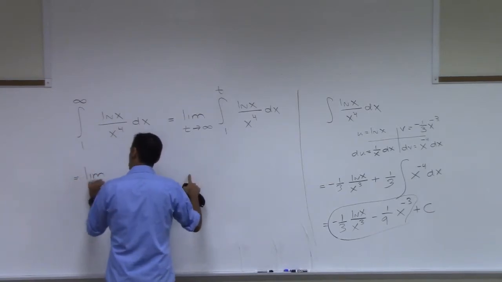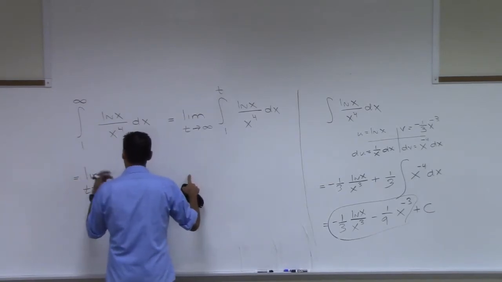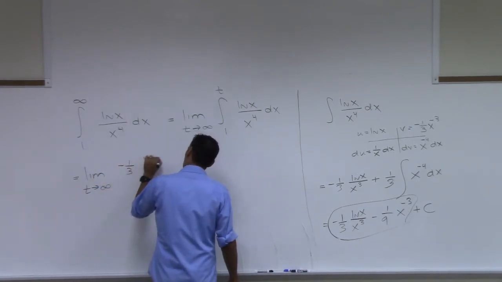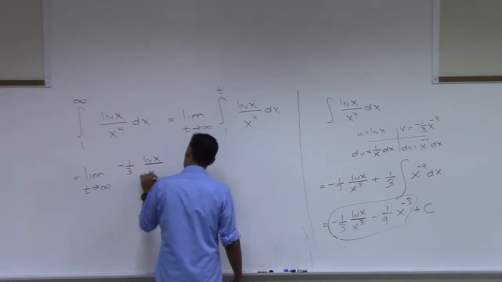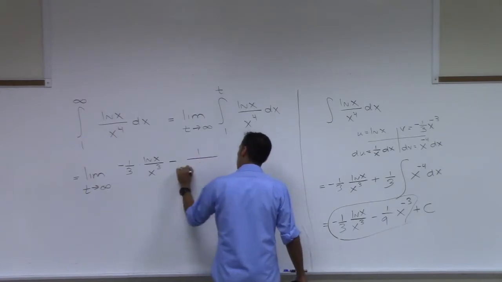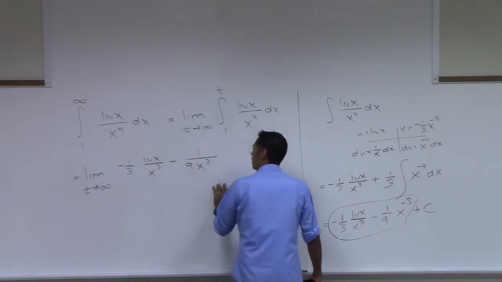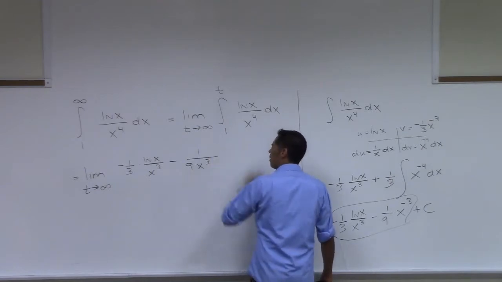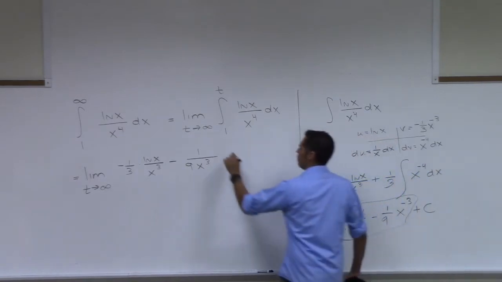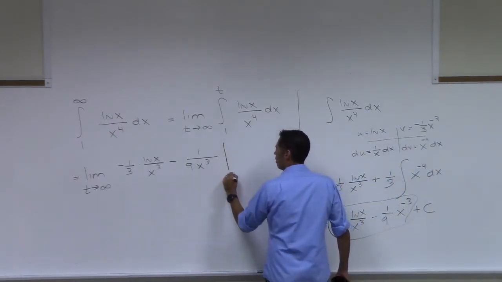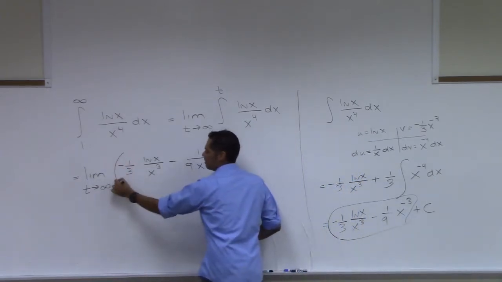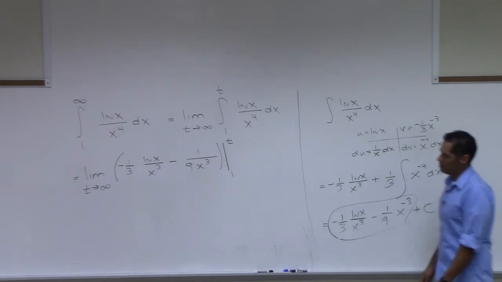limit t goes to infinity of the antiderivative, which is negative 1/3 natural log x over x cubed minus, I'm going to rewrite that last one as 1 over 9x cubed. And then what comes after that? That bar thing, we call that the evaluation bar. So this is going to be 1 to t. And you can put this in parentheses. It just kind of looks better if you put the whole thing in parentheses, I think.